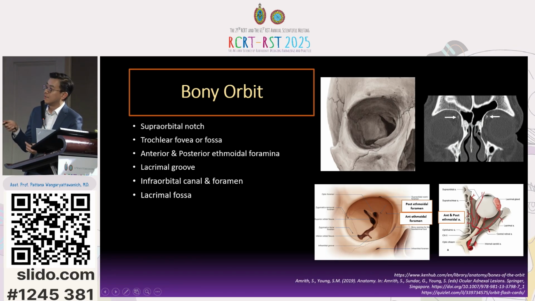And then lastly, we have the lacrimal fossa at the supralateral portion of the orbit, and that is where the lacrimal gland is sitting. So this is another illustration to show you that we have anterior and posterior ethmoidal arteries, which are branches of the ophthalmic artery. When they branch off from the ophthalmic artery, they exit the orbit through these foramina, and then provide arterial supply to the area of the ethmoid sinus and also the superior aspect of the sinonasal cavity, including the superior nasal septum.